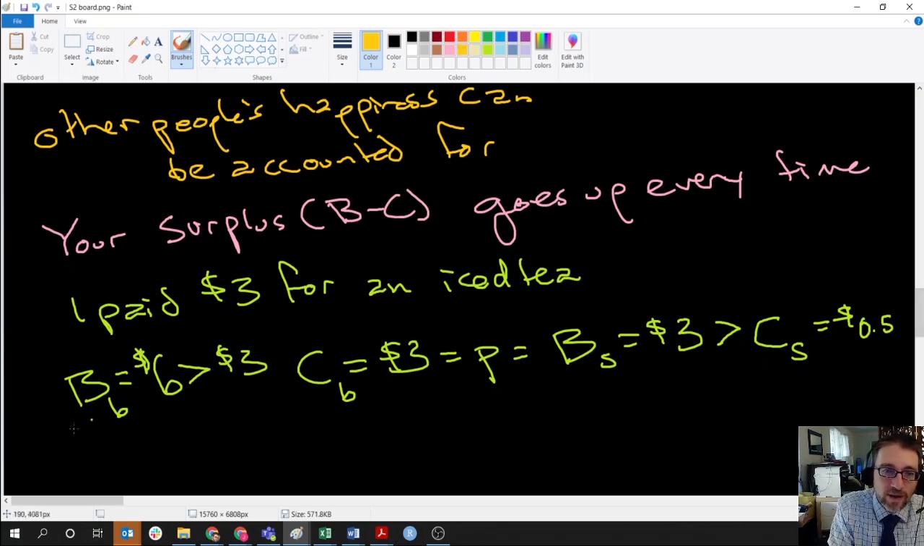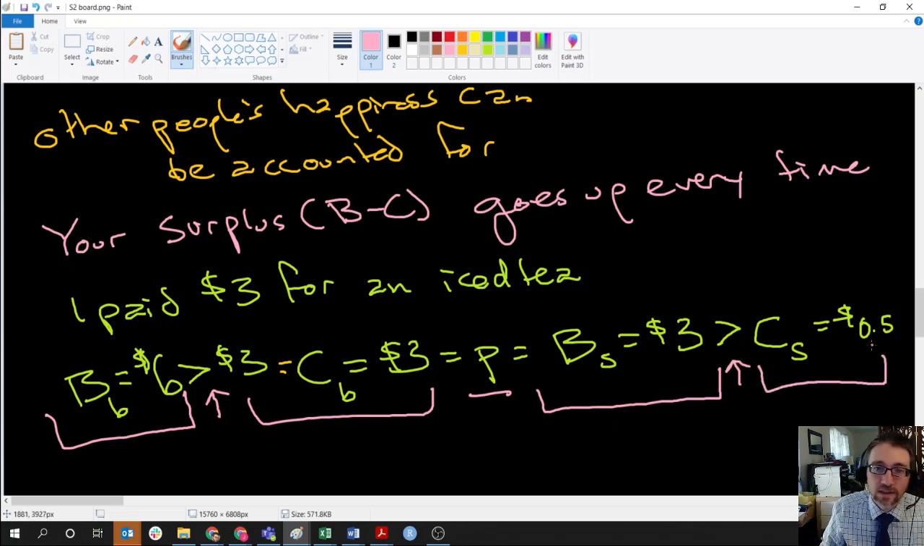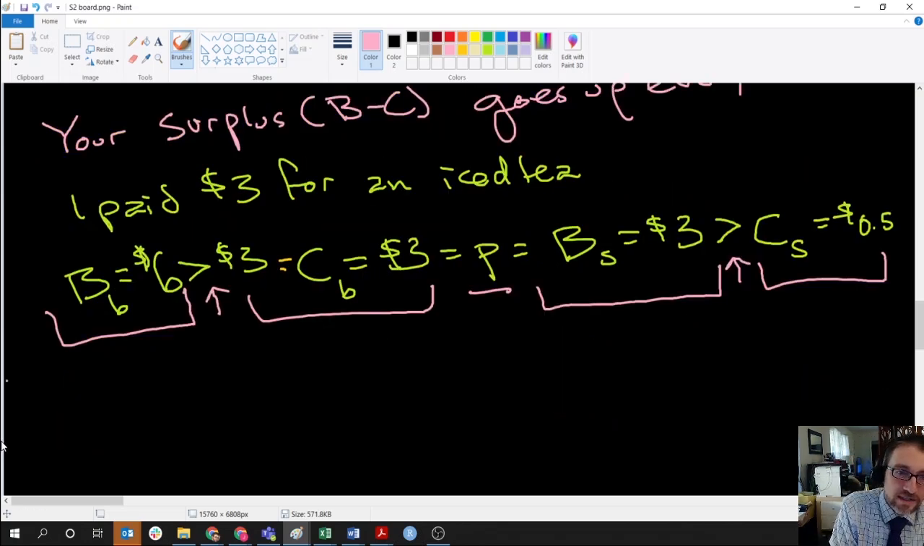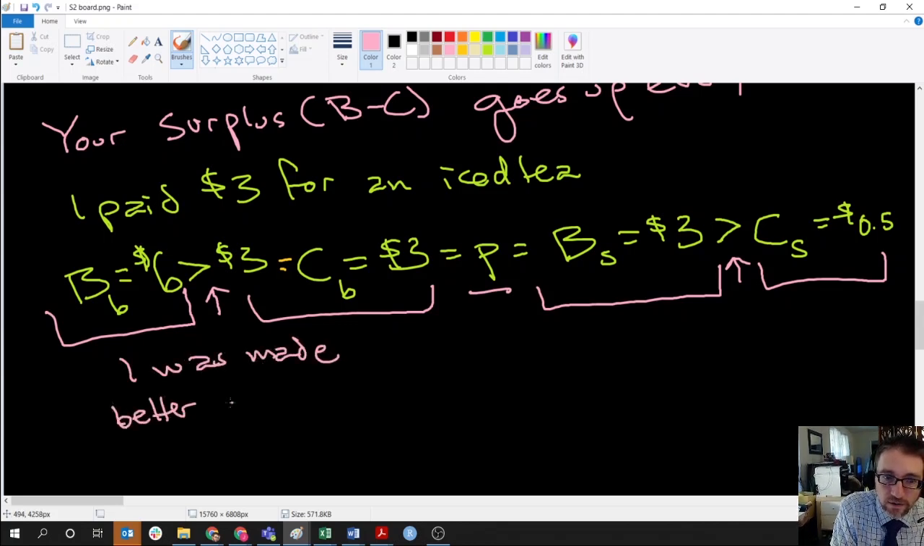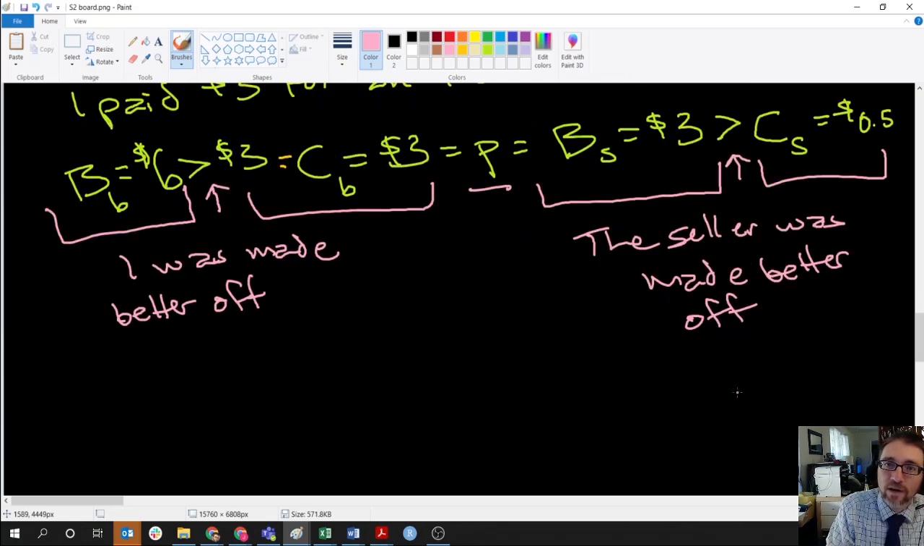So what does that look like? Now we have this kind of mathematical chain, right? Which says that the benefit to me was $6, which is greater than the $3 that I had to pay, which is the price, which is the benefit to the seller, which is greater than the cost to the seller, which was 50 cents. So what happened in this situation? This tells you that I was made better off, right? And this tells you the seller was made better off. The buyer and the seller are both made better off.